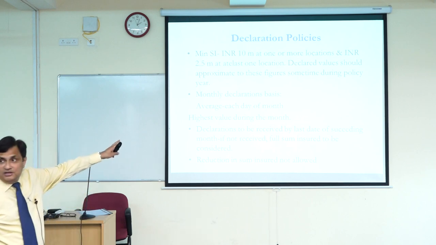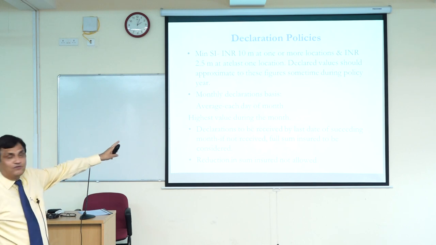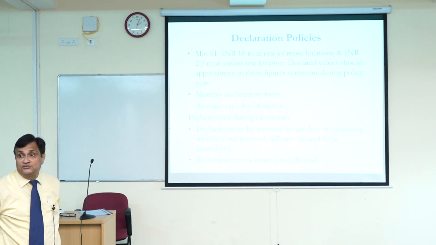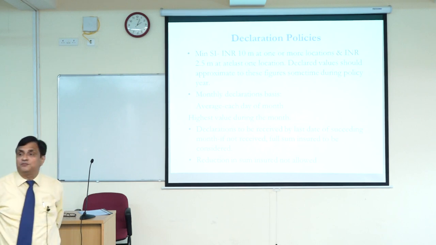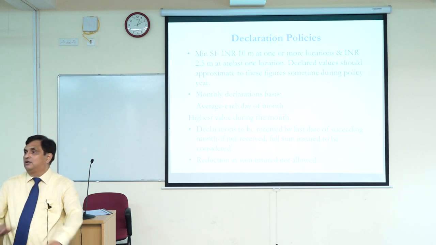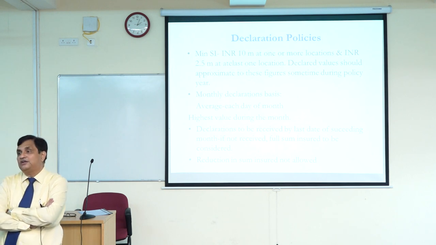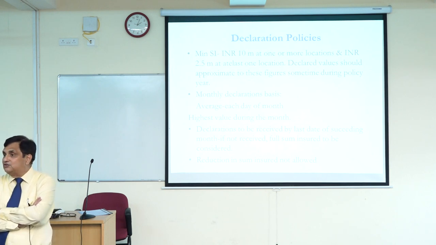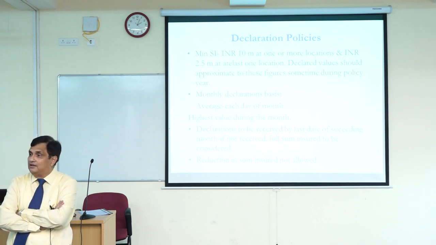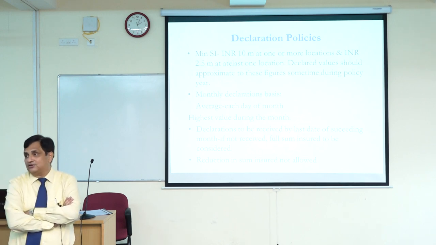Monthly declarations can be given. It can either be the average of each day of the month or the highest value during the month. One of these two methods is to be used. Declarations to be received by the last day of the succeeding month. If not received, full sum insured to be considered. That means the May declaration should be received by 30th June, and the June declaration should be received by 31st July. If you don't give it, then we will consider the full sum insured as your declaration. So that is what we consider.